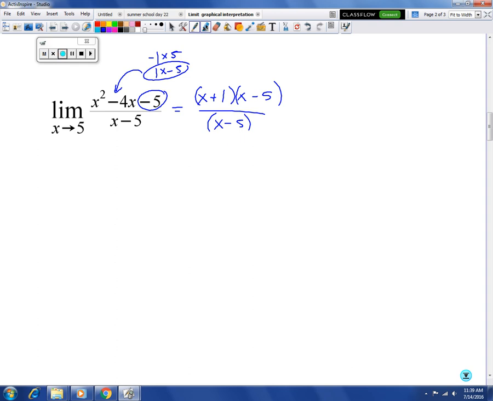Okay, I have an x minus 5 in the denominator, and this really gives you a clue anyway how to factor the numerator most of the time. So, all right, we see the x minus 5's cancel, and so this is equal to the limit as x approaches 5 of x plus 1. Substitute our 5 in there. Our limit is 6.